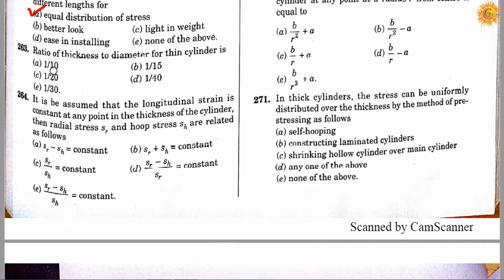Question number 263. Ratio of thickness to diameter for thin cylinder is: option A, 1/10; option B, 1/15; option C, 1/20; option D, 1/40; option E, 1/30. Correct answer is C, it will be 1/20.